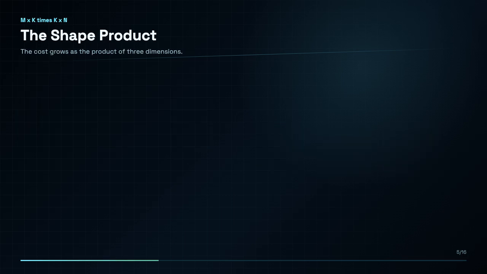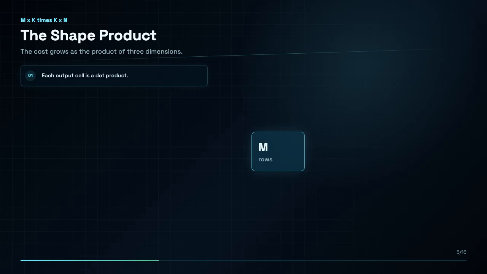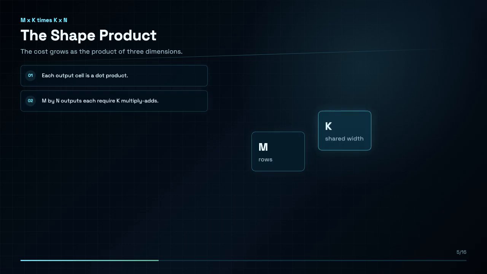M by n matrix C. Each element of C is the dot product of a row from A and a column from B. Computing all m times n elements requires m times n times k multiply-add operations. If m, k, and n are all 1,000, that's 1 billion operations. If they're all 10,000, it's 1 trillion operations. The cost scales as the product of 3 dimensions, which grows rapidly as models get larger.